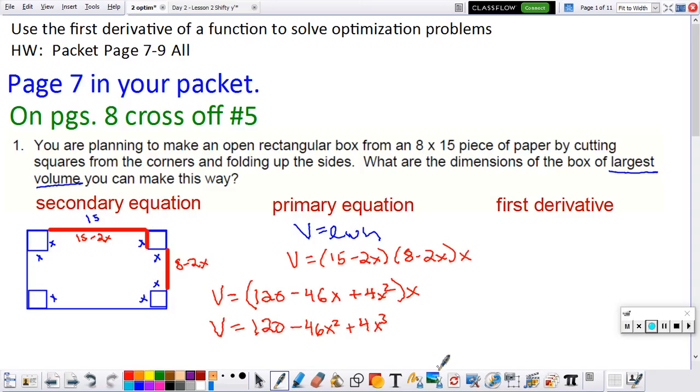Okay, so now I want to take the first derivative so I can find the maximum volume. So V prime is going to be, well, the 120 goes away, no it doesn't because there was an x here, forgot that, will become 120 minus 92x plus 12x squared. All right, so if I set this equal to 0, I'm going to put this in standard form also just for fun.